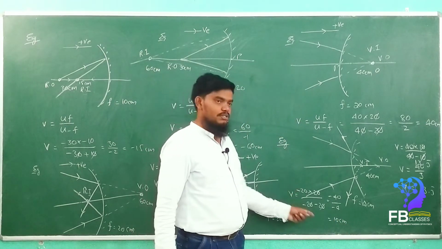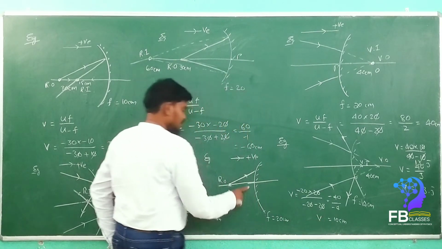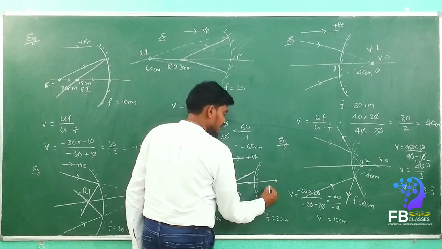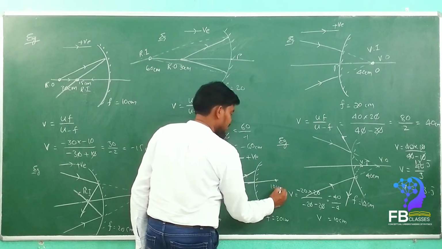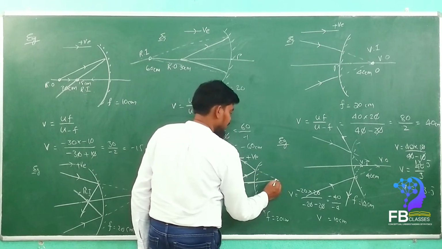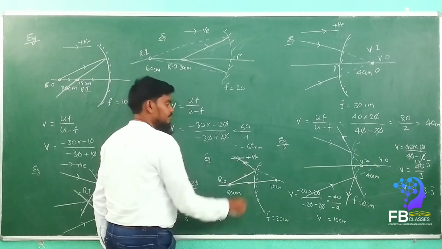Here also minus, here also minus. 10 is a positive value that has come. So a positive value means where should it be? The image is formed here, somewhere else here, the image will form at 10 centimeters. That means the ray will be reflected back like this and this ray will meet here. So this is the direction.